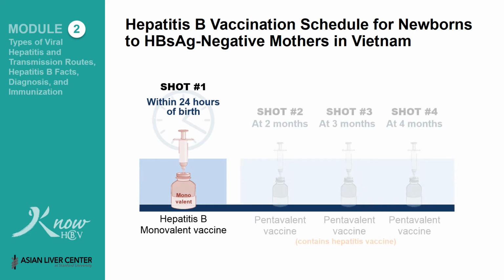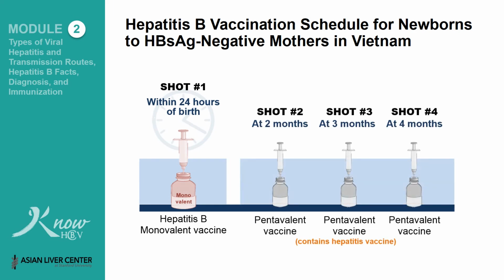All newborns of HBsAg negative mothers should receive a dose of the hepatitis B monovalent vaccine within 24 hours of birth when the baby is stable after routine newborn care, including checking for breathing, cord cutting, and breastfeeding. Low birth weight is not a contraindication to vaccination as long as the baby is stable, although the expanded immunization program in Vietnam recommends delaying hepatitis B vaccination in babies born to HBsAg negative mothers until they weigh 2 kilograms.